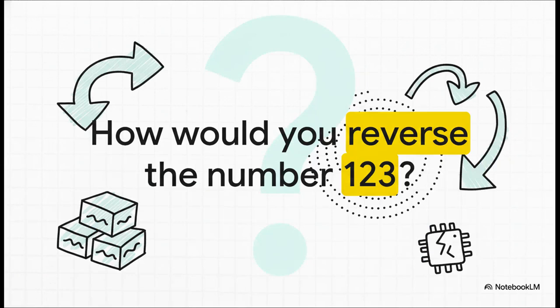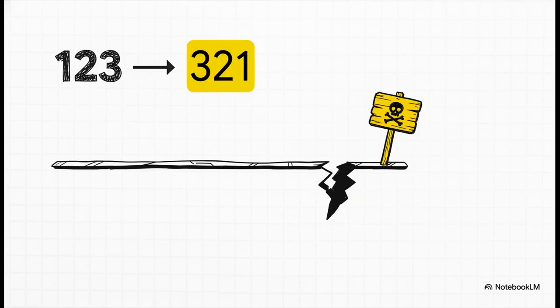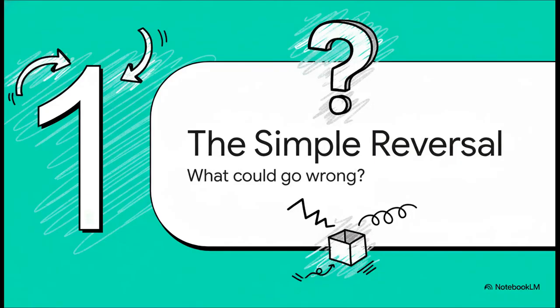So let's just jump right in with a question to get you thinking. If I give you the number 123, how would you go about flipping its digits? Yeah, 321. It feels totally obvious, doesn't it? But as we're about to find out, in the world of programming, sometimes the most obvious path leads you straight into a hidden pitfall. Okay, so let's actually build out that simple reversal first. We'll get the basic logic down, but just keep that little question simmering in the back of your mind. What could possibly go wrong here?